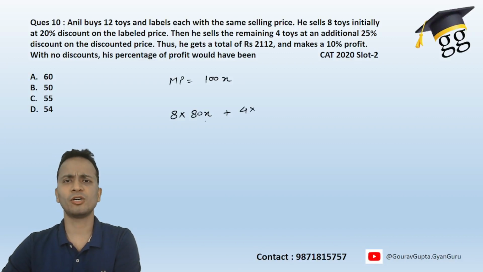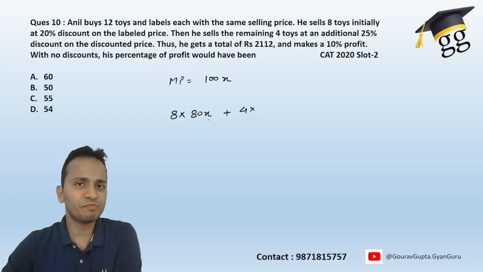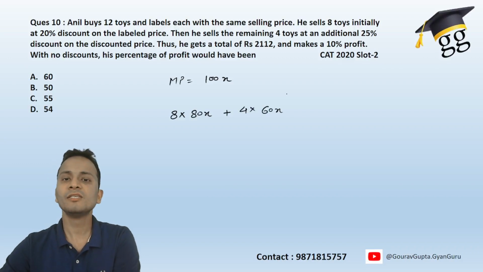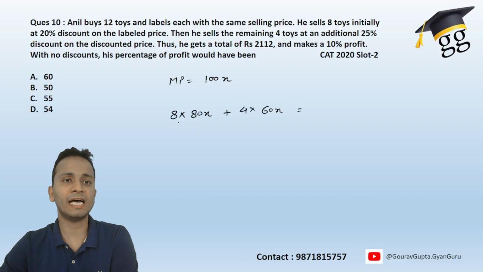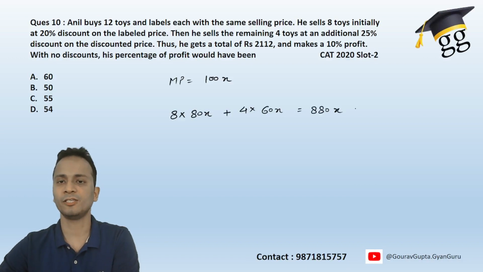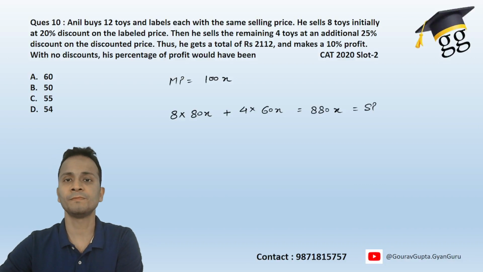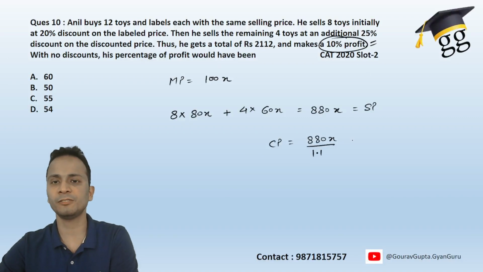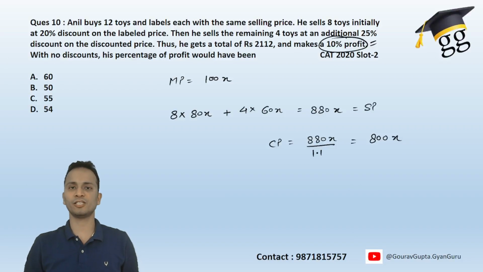So 80x, already I have the price. 80x पे अगर मैं 25% का discount देता हूँ, so the price comes out to be 60x, right? So he sold everything that he has, a total of 12 toys at this price. So this is 640 plus 240, that is 880x. So this is the selling price of all the toys, and he makes a profit of 10%. So the cost price of all these toys should be 880x divided by 1.1, because he's having a profit of 10%, and that comes out to be 800x, right? 800x is the cost price.